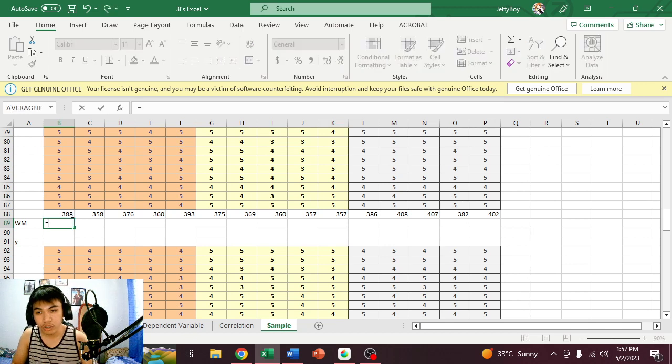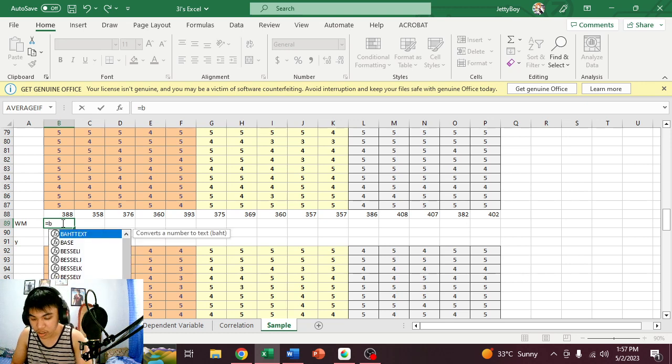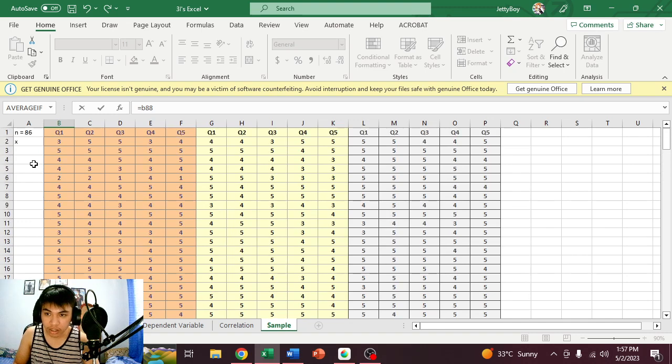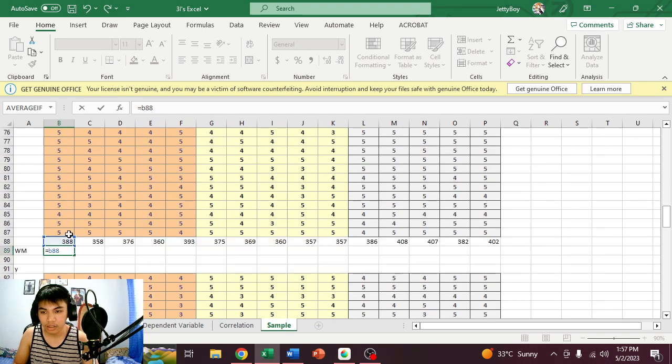Okay. Now put an equal sign, and then this column, this row, B88. This is the sum of all the responses in question 1. Now what is your n? Our n is 86. Now to divide something in Excel, just put a slash over it.